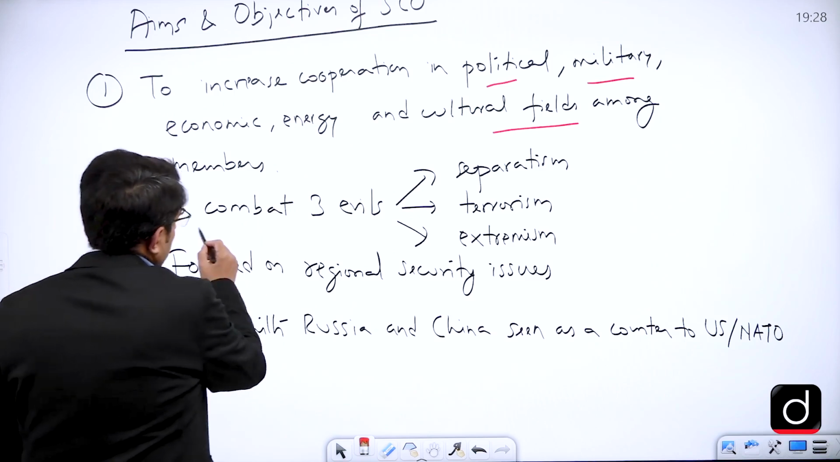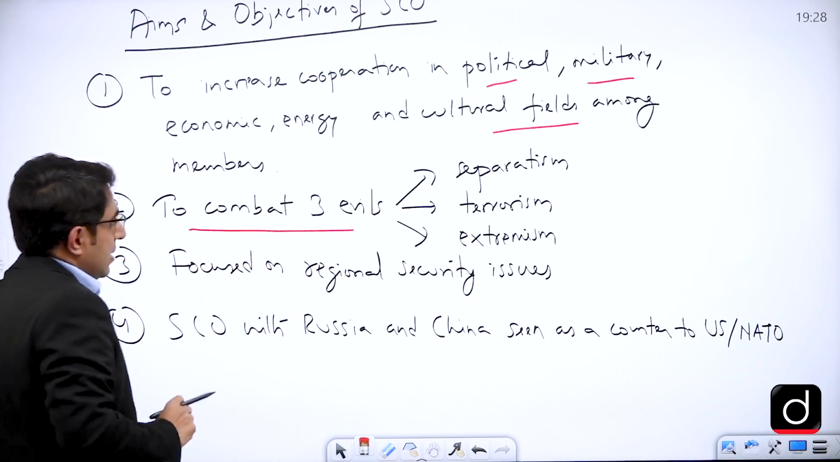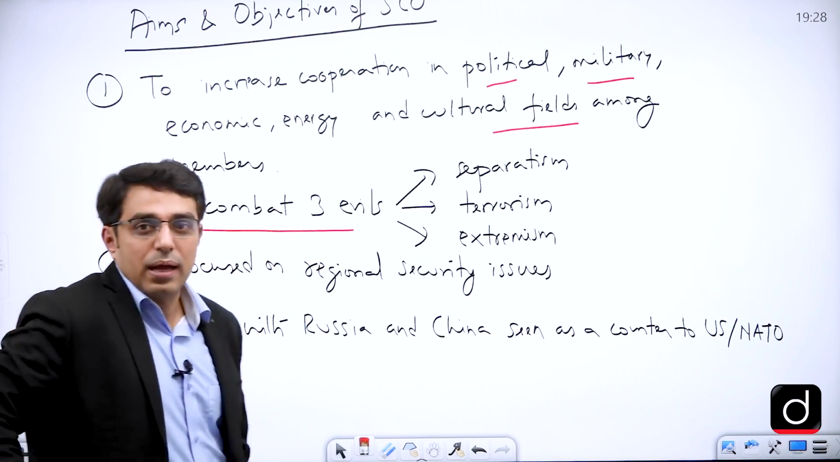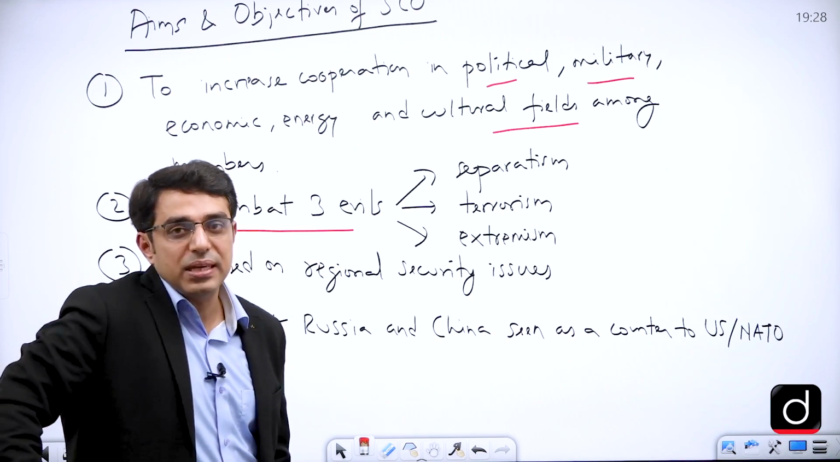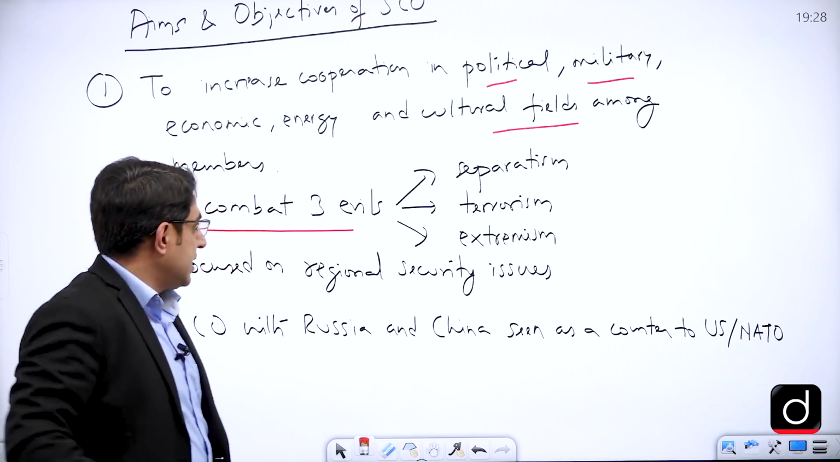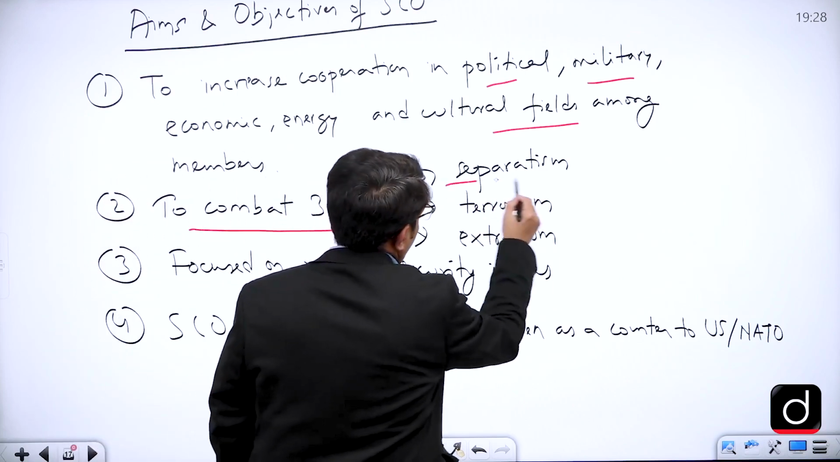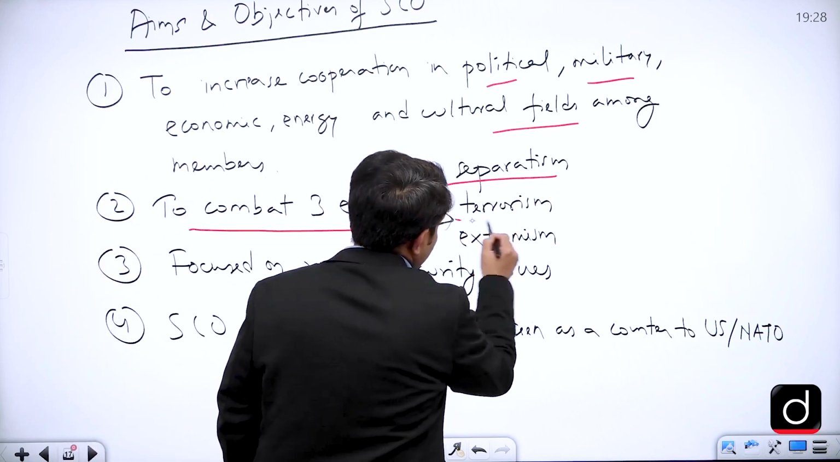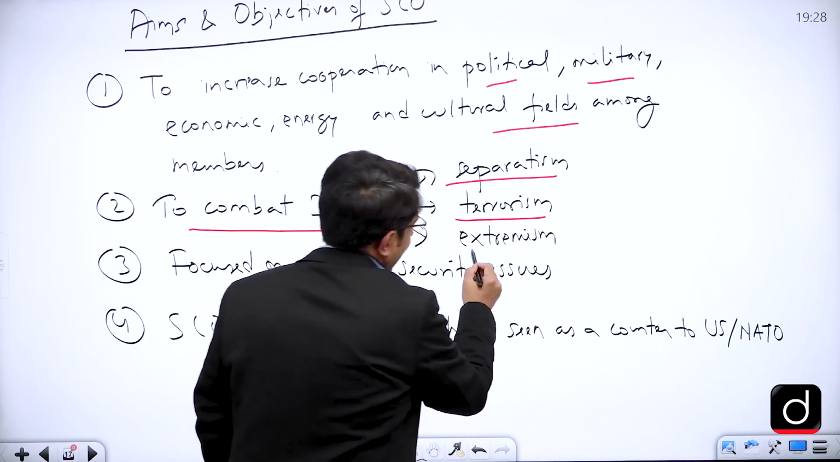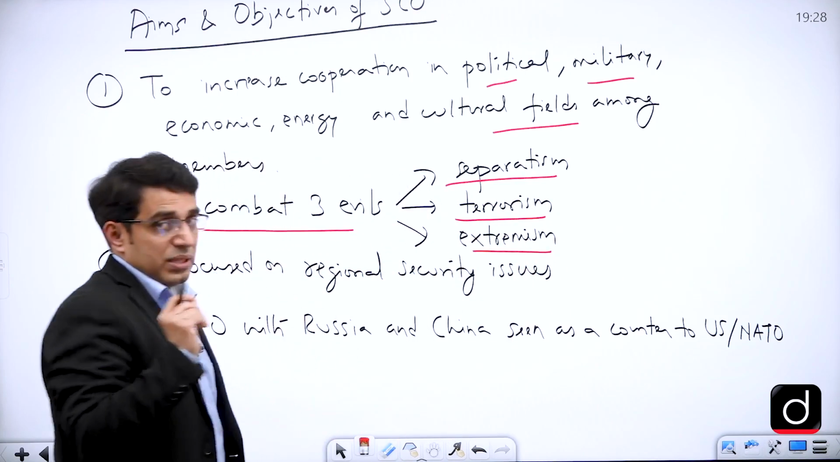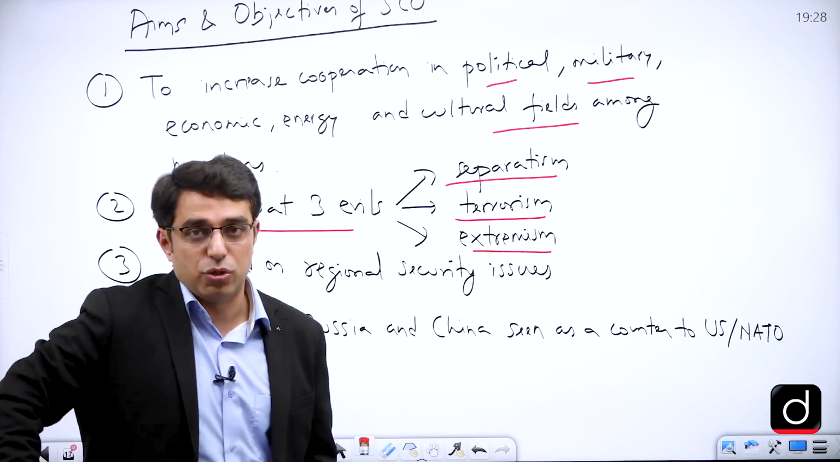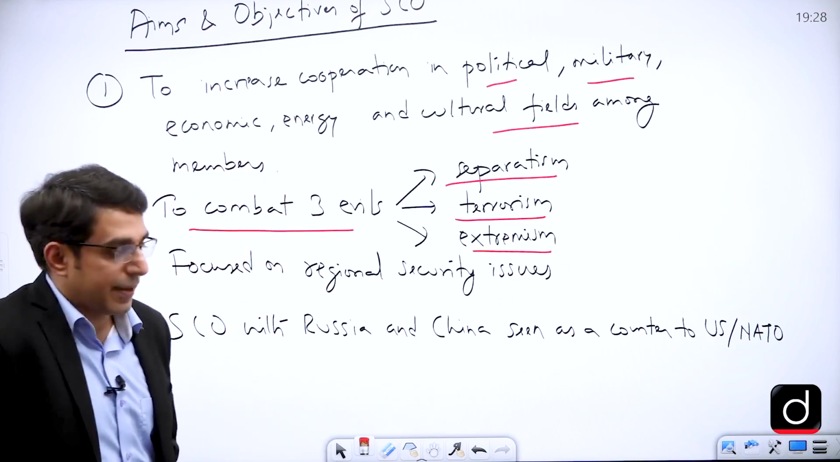Now, the second is interesting, that SCO has its focus on combating three evils. And what are these three evils? So, SCO wants to combat this tendency of separatism, terrorism and extremism. So, this is the stated aim of SCO. So, this we should be writing.